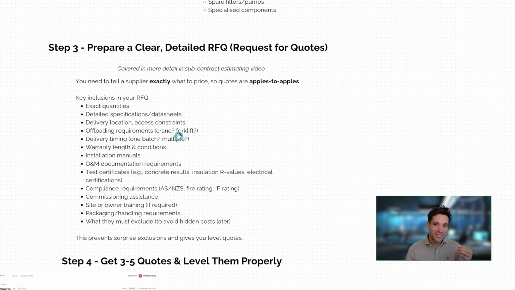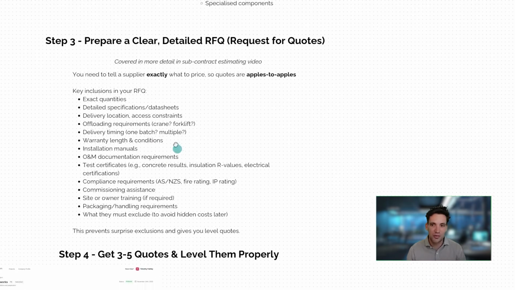Tell them all about delivery requirements, access constraints, what are their offloading requirements, so they need to provide a crane or a forklift or whatever. Is delivery going to be in one batch? Is it going to be multiple batches? What are your head contract warranty requirements and conditions? Pass those on to the supplier.